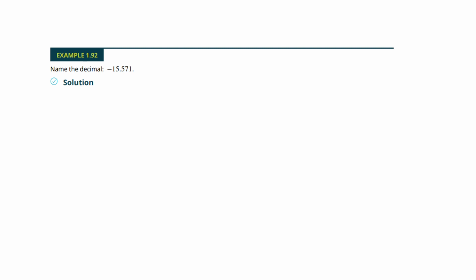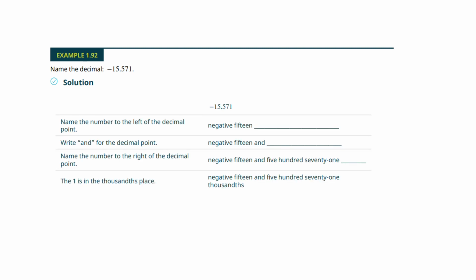Okay, so we just have a longer one here. Let's show you. So we've got negative 15 this time. Now we got our "and." Now just name this number as if there were no decimals involved. You'd have 571, right? Now you're just going to throw on the farthest place that you got to. So this is tenths, this is hundredths, so we got to the thousandths place.